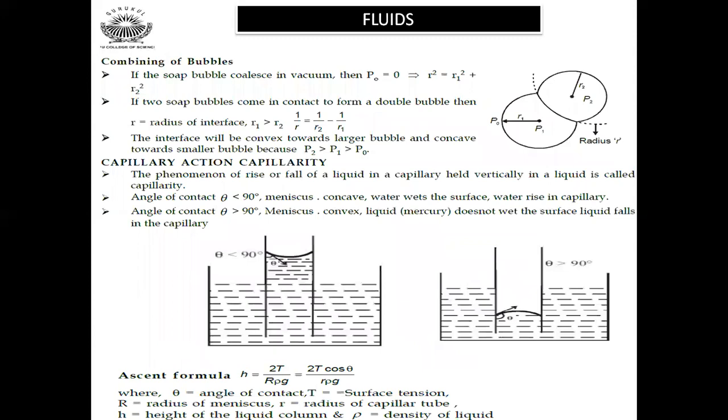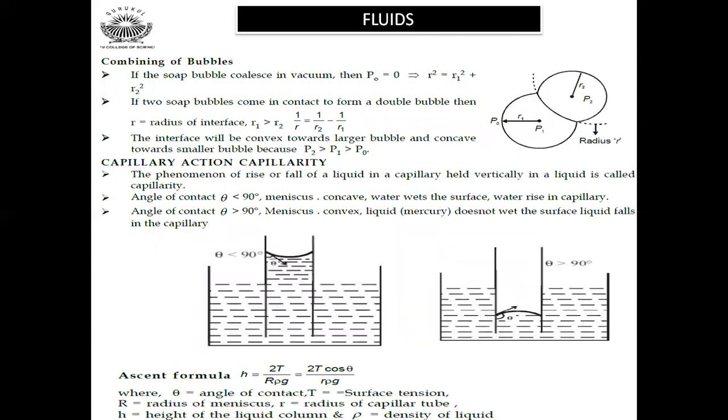If two soap bubbles come in contact to form a double bubble, then R equals the radius of the interface. R1 greater than R2, 1 by R equals 1 by R2 minus 1 by R1. The interface will be convex outward towards the larger bubble and concave towards the smaller bubble, because P2 is greater than P1 greater than P0.